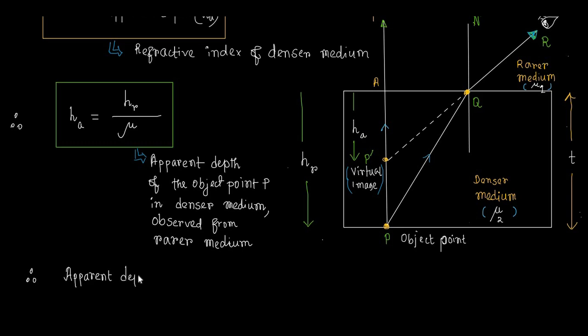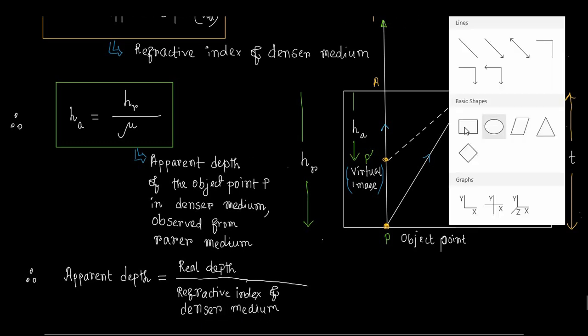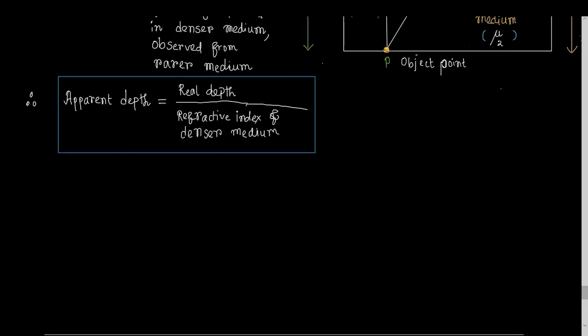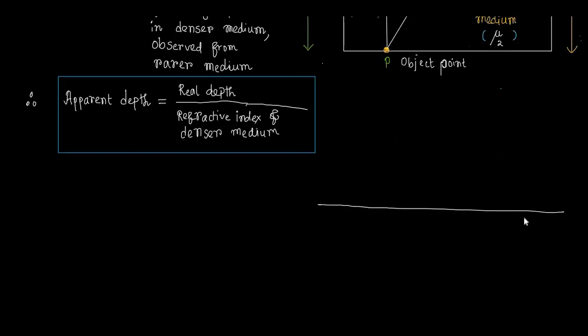Therefore, apparent depth is equal to real depth divided by the refractive index of the denser medium. This is the interface separating the denser medium from the rarer medium.